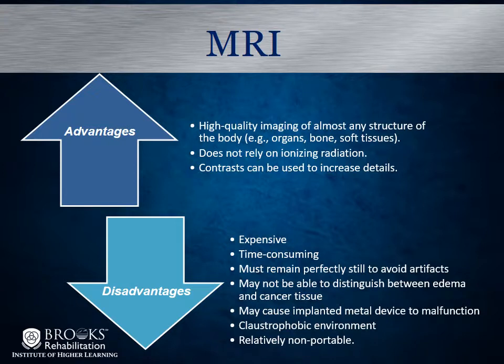You can see changes in anatomy, but it doesn't necessarily tell you what that change is. It's not going to differentiate between potentially a pocket of fluid, like a cyst, versus some kind of cancerous tumor. If the person has an implanted metal device, it could cause it to malfunction. So that's obviously a contraindication to using it with somebody who has something like that. We talked about people who are claustrophobic having a hard time with that.